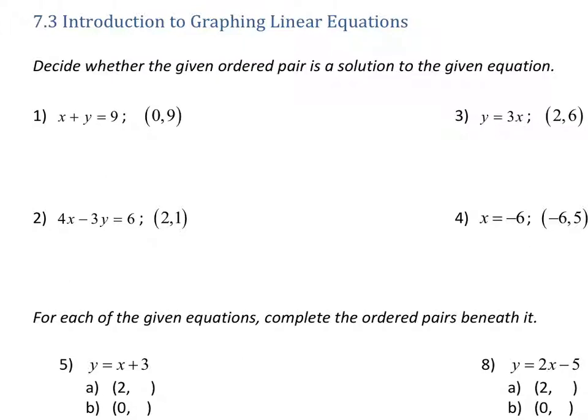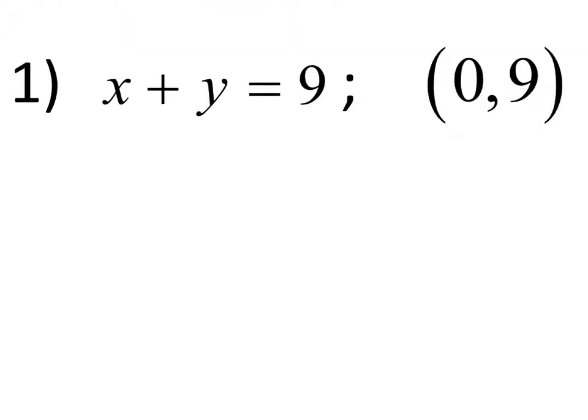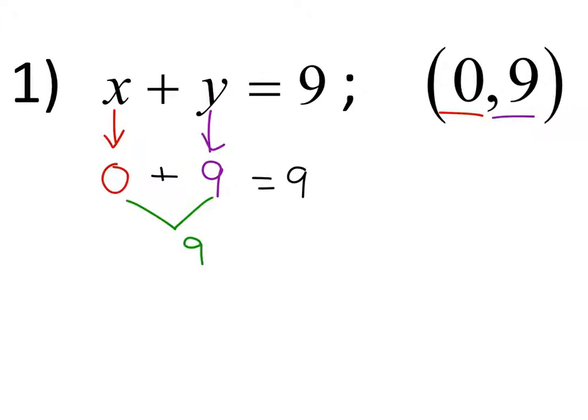So here's what we're going to do. We're going to replace the x and y with their respective values. For example, x here is 0, and the y is 9. And then we just see if this is true with the rest of the stuff. Well, 0 plus 9 is 9. And 9 does equal 9, that's true. So yes, this is a solution.